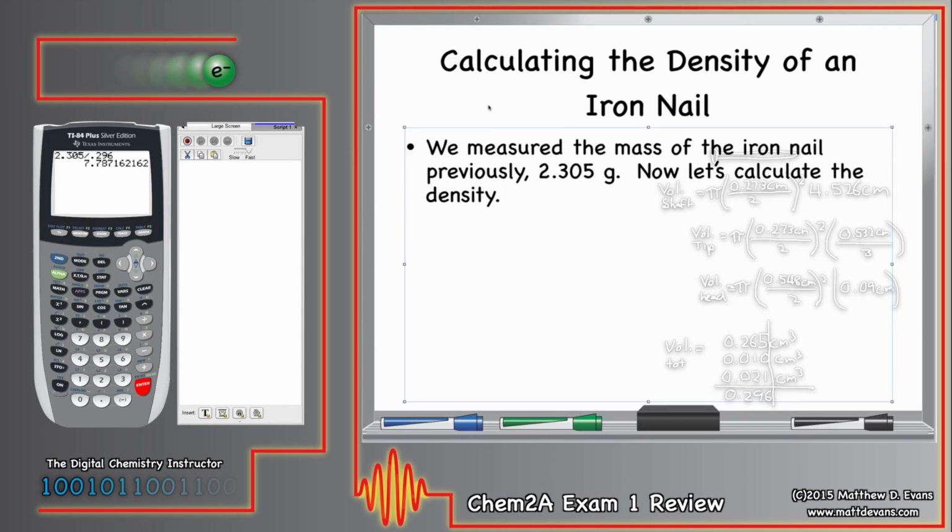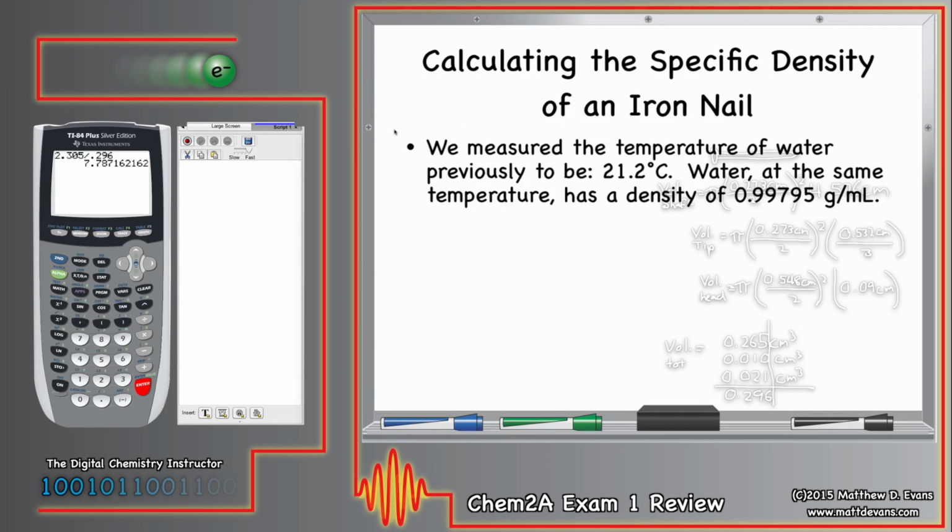So let's go ahead and advance here, if I can. Let's calculate the specific gravity. I forgot, I'm not quite done yet with the iron nail. So we just got the density a second ago. It was 7.79. Before we move on, we're going to calculate the so-called specific gravity. This is mislabeled here. This should say specific gravity of an iron nail.